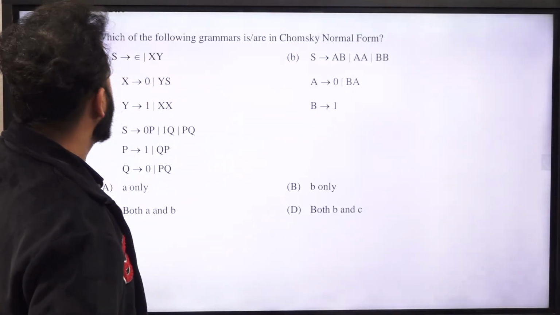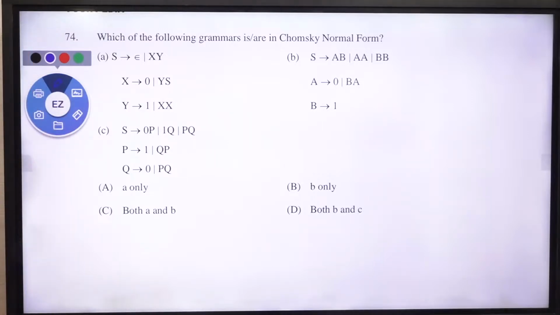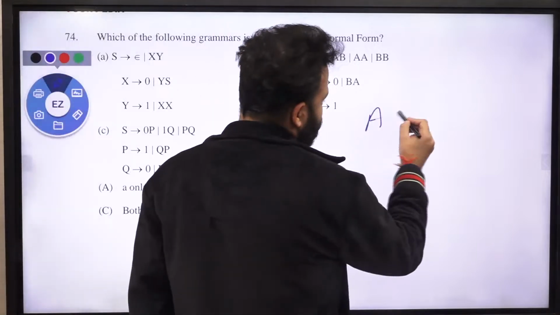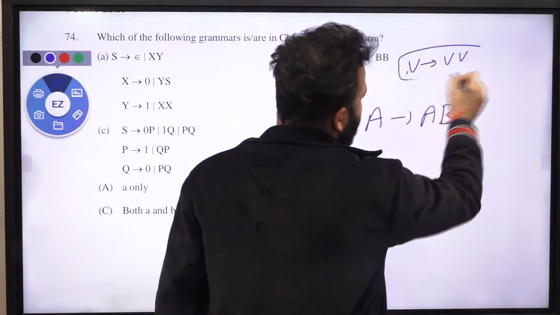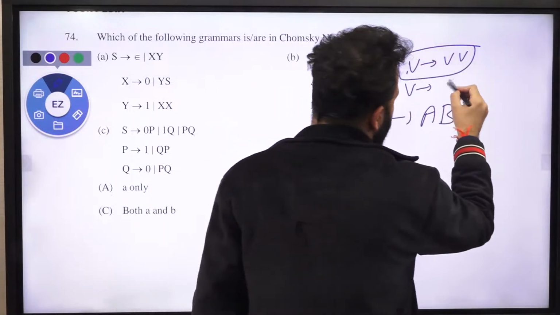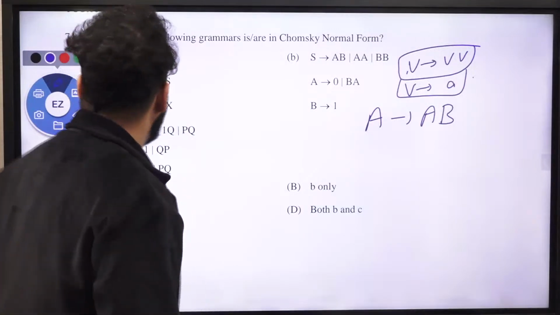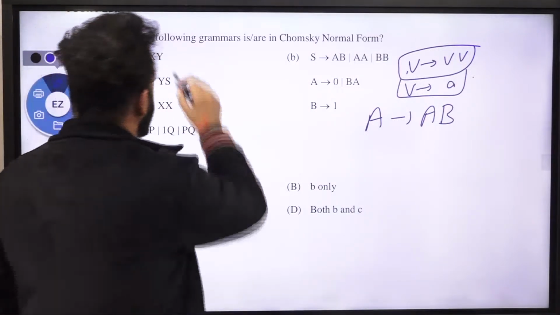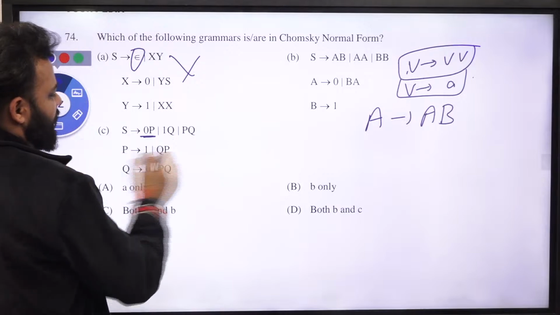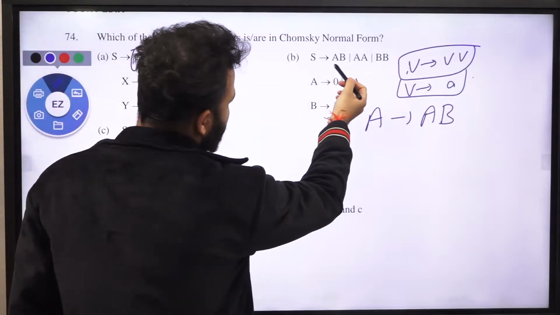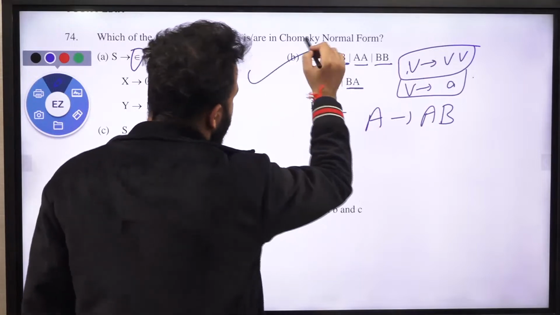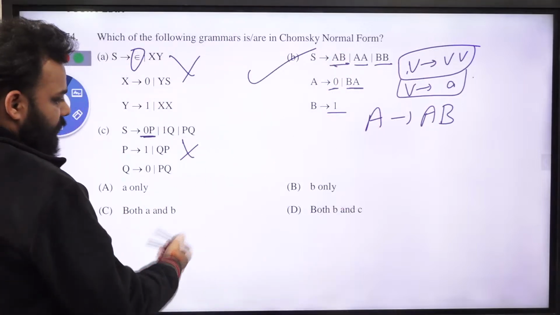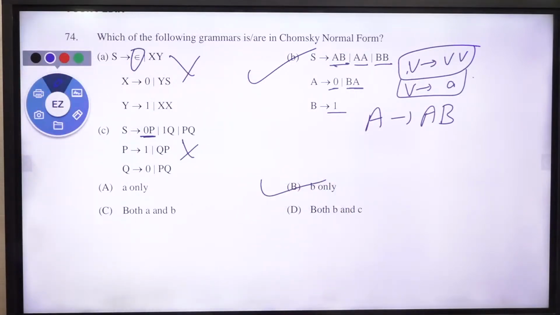Next is which of the following grammars are in Chomsky normal form? In Chomsky normal form, we have this type of production: from a variable you can go to two variables, or from a variable you can go to one terminal. In A we are going to epsilon, so it is false. In this we are going to terminal and variable, false. In B we are going to variable variable, terminal. So B will be our correct option. The options are A only, B only, both A and B. So it will be B only.